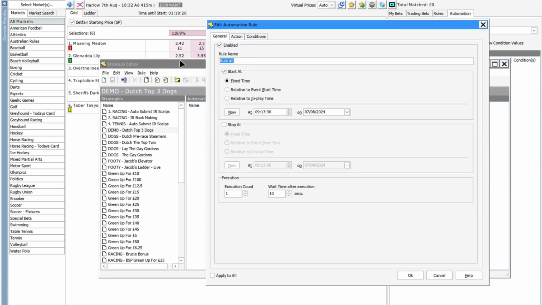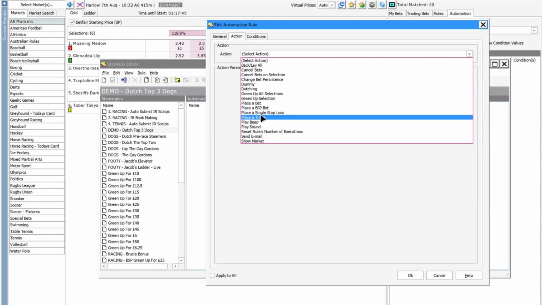First of all, usual stuff, give the rule a name. And since it's only going to be one rule, we can just put in the title of the strategy really. And Dutch top 3 will do it. We're going to set this to start relative to the event start time. We'll do it a few seconds beforehand though. Given that this is a dog race, it's always wise to let it have time to get the bets matched. So 10 seconds before the scheduled off, the action is going to be a Dutch.